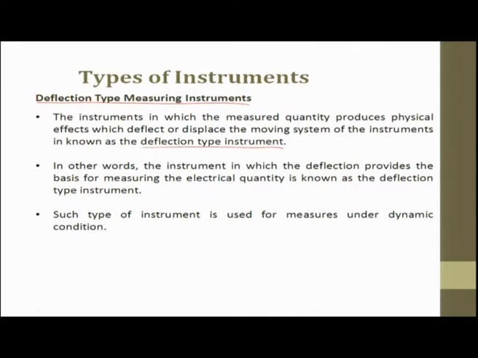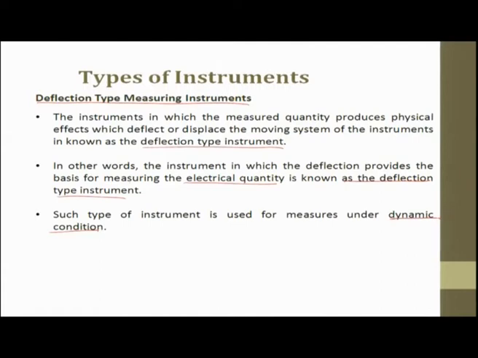So, the dial gauge will try to get deflection from 0, it will try to move towards one direction and show you what is the displacement. That which deflects or displaces the moving system of the instrument is known as deflection type instruments. In other words, the instruments in which the deflection provides the basis for measuring the electrical quantity are known as deflection type instruments. So, if you want to measure electrical quantities with a voltmeter, this is also known as a deflection instrument.